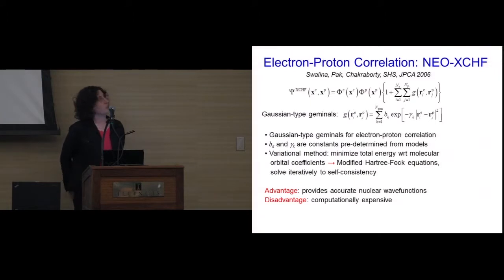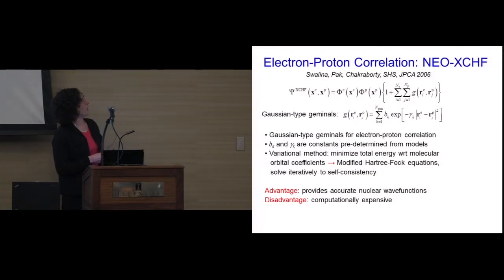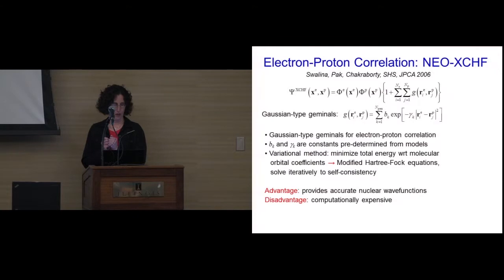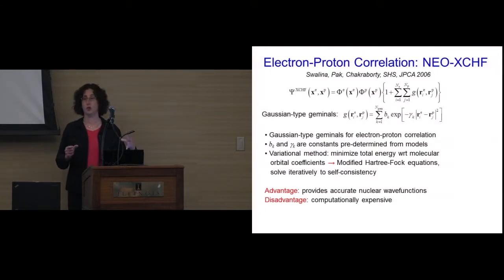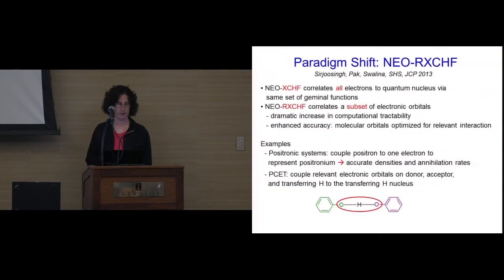So we went on and we developed an explicitly correlated method, where we multiply this Hartree-Fock wave function by a term that's called a geminal function, and this depends on the distances between the electrons and the protons. And we do the same thing. We take the expectation value of the Hamiltonian, but now we're using this new wave function instead of the other one. We use the variational method again. We get very complicated equations, but we can solve them computationally. And the advantage is that this method provides accurate nuclear wave functions, but unfortunately it's very computationally expensive.